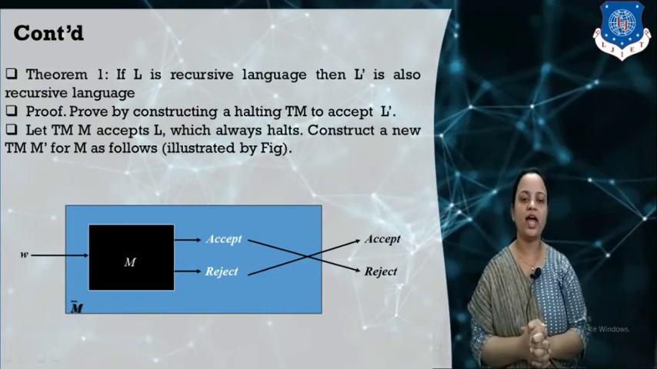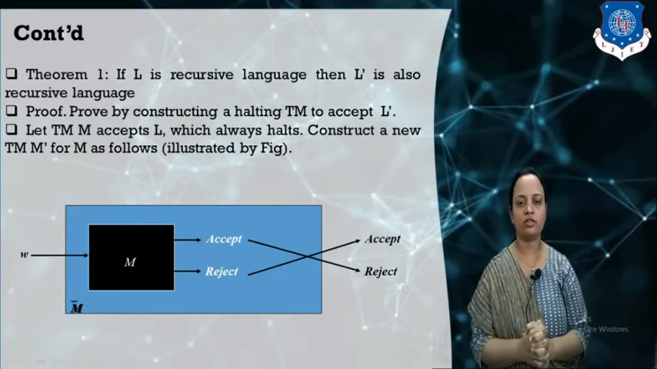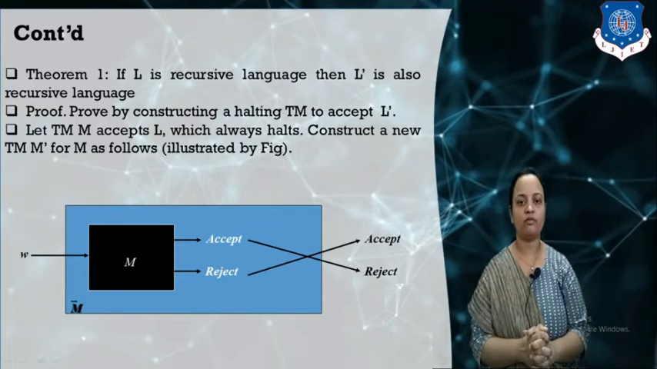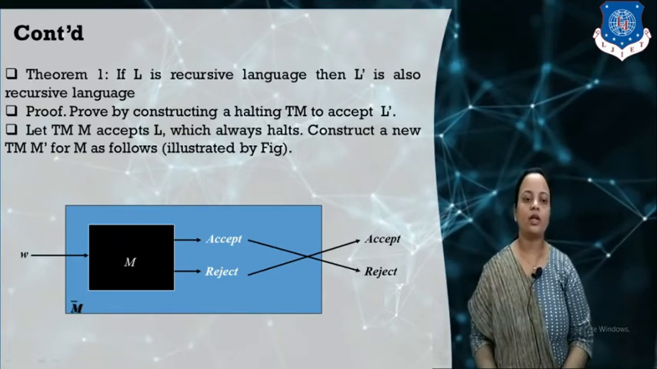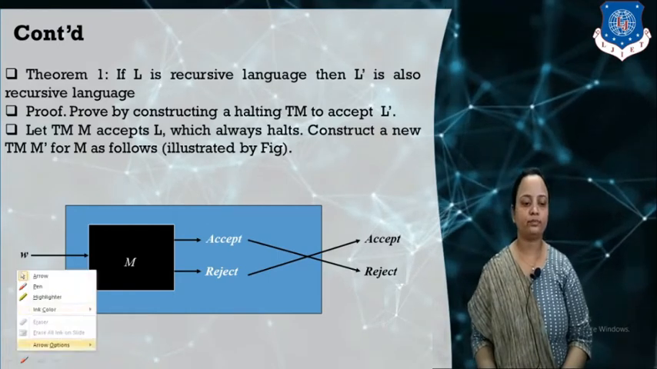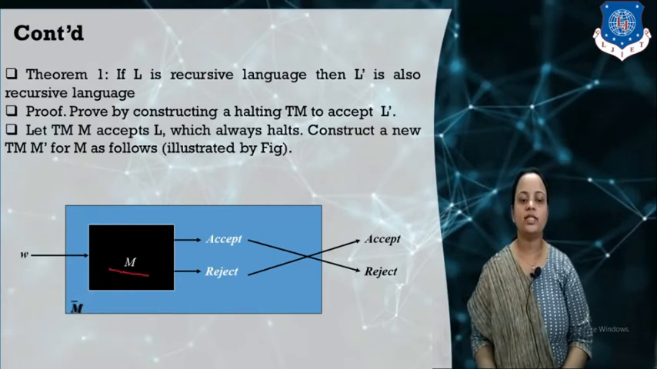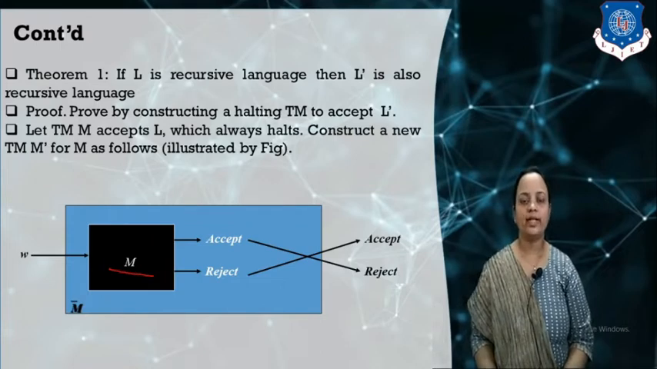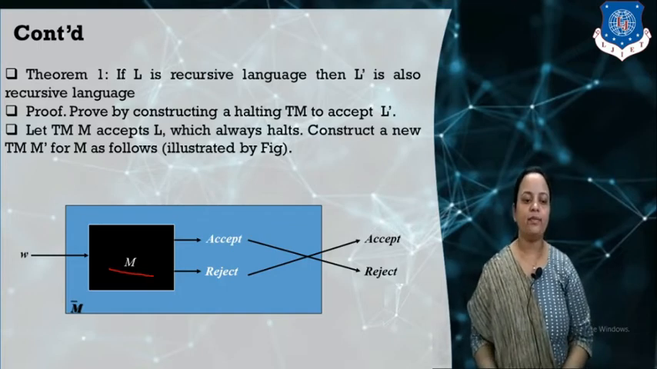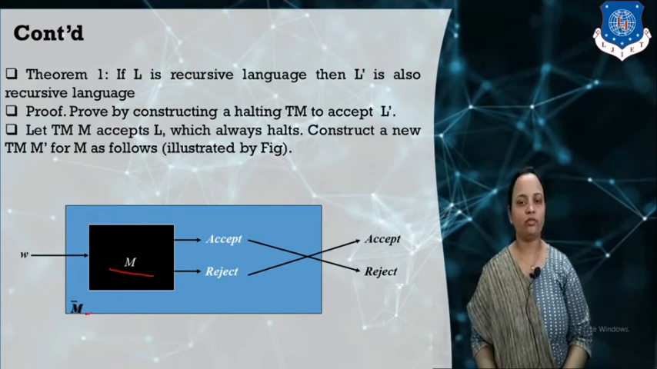So here I have constructed the halting machine. Here I have constructed the Turing machine which accepts L dash. Here you can see this is M, which represents the Turing machine designed for the language L, and M dash represents the Turing machine for the complement of that language.